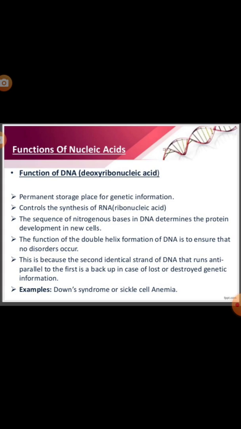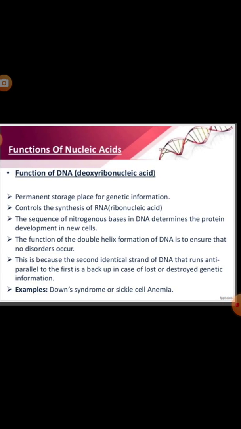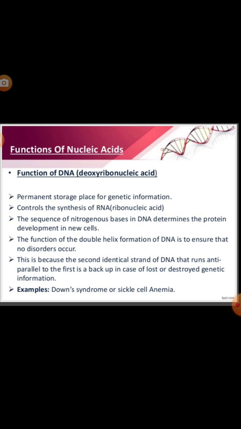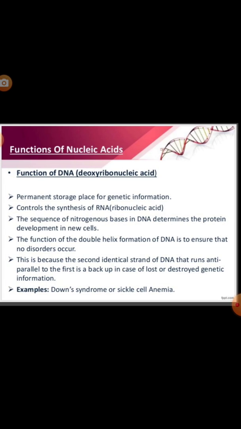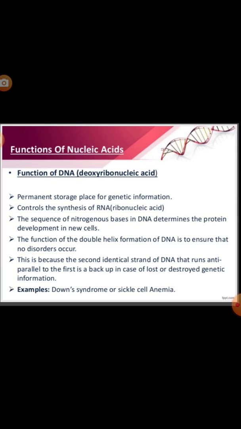Second, it controls the synthesis of RNA. As we know, RNA is formed with the help of transcription from DNA, so DNA also controls the synthesis of RNA. Third, the sequence of nitrogenous bases in DNA determines the protein development in the new cell. The sequence in which the genes are arranged in the DNA ultimately produces proteins, with a sequence of amino acids the same as the sequence present in the DNA.